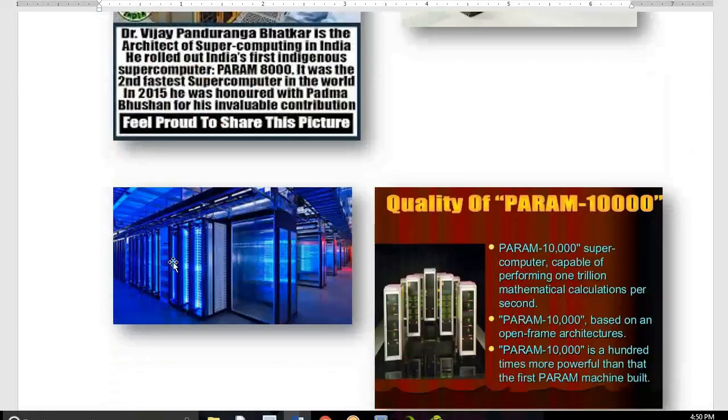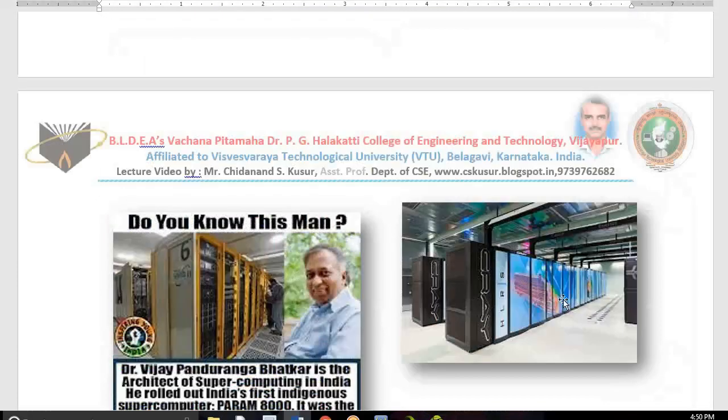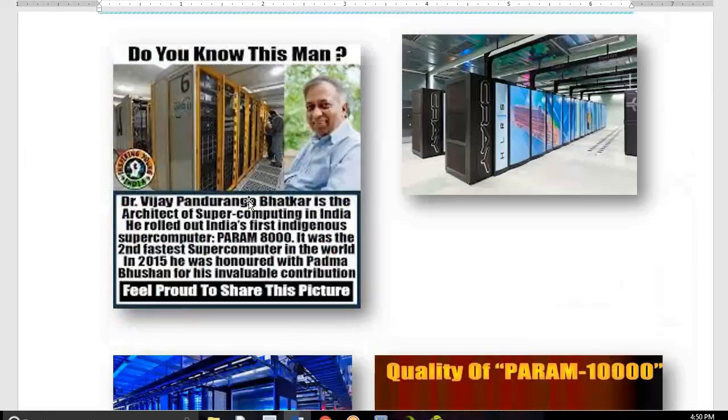You can see the images of supercomputers. These are all supercomputers, and you can see here the Cray supercomputer. Param is a supercomputer designed and developed by Indians. Dr. Vijay Pandurang Bhatkar is the architect of supercomputing in India. He rolled out India's first supercomputer, Param 8000.